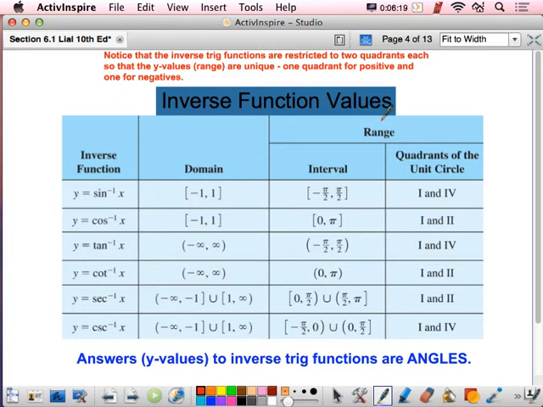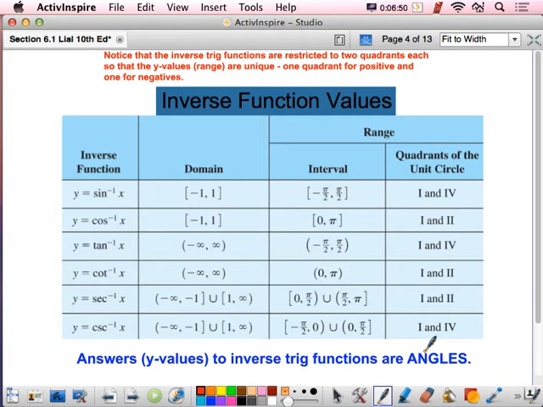Do you tell me 30? Do you tell me 150? What do you tell me when I ask you for the inverse sine of 1/2? And the answer is you give me the quadrant 1 answer, between 0 and 90, or 0 and pi over 2, if it's positive. That's what they're saying here. So for anything that's a positive value, notice you're going to answer from quadrant 1. Make sense?